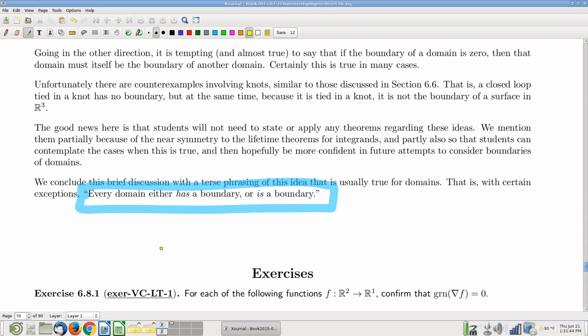And now I do have to point out there is a counterexample involving knots, and this is really not terribly much to be worried about because I'm not going to tie any knots in curves in Math 212, so don't worry about it. You're probably not going to see any knot curves. It's weird, right?